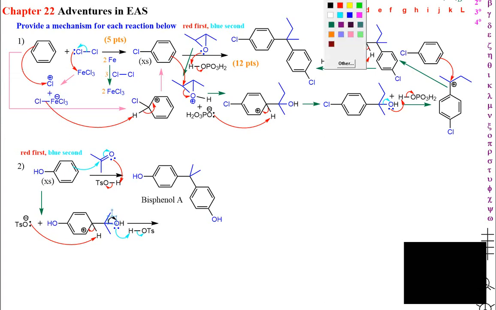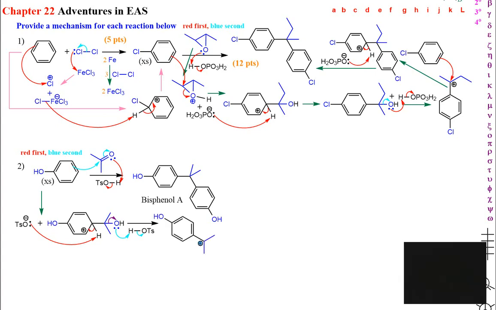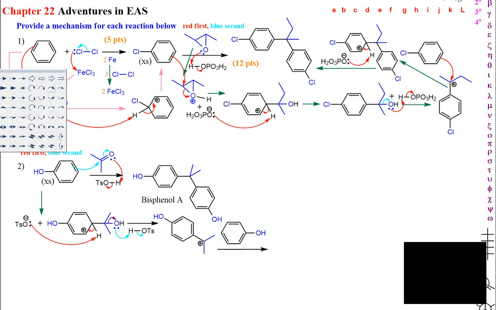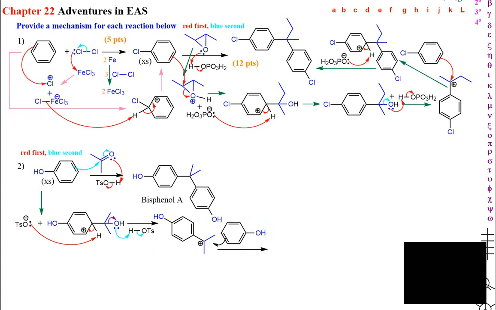I don't think I have to write down that purple arrow would be third, because it's not first and it's not second. And we generate this intermediate here. This tertiary allylic carbocation will be attacked by a second molecule of phenol. Use the pi electrons that are attached to the para position, and we will make this key intermediate here.